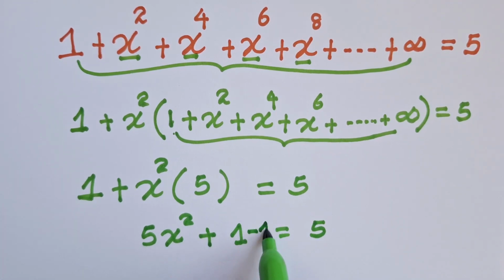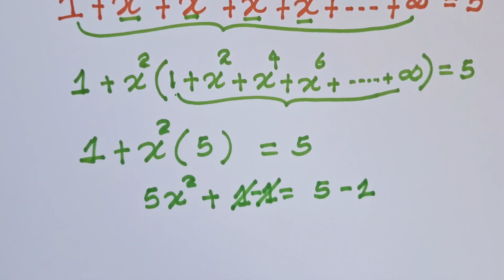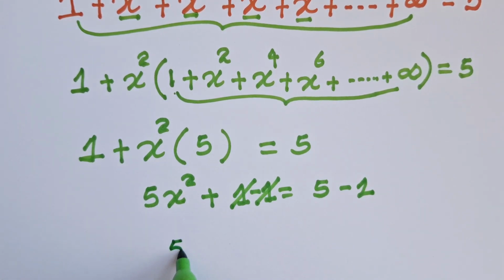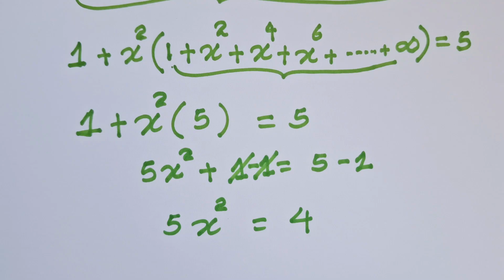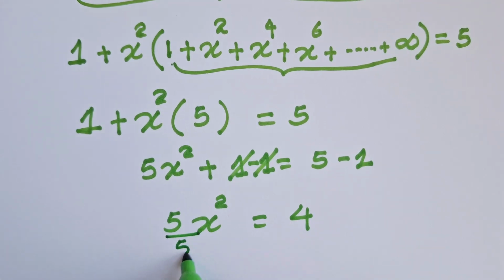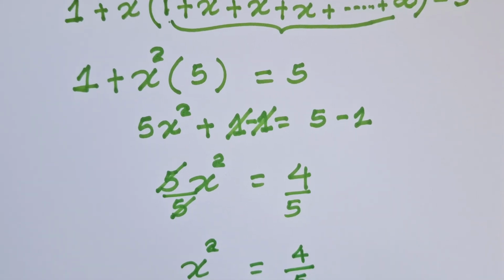Now I am going to add minus 1 to both sides of the equation. Then 1 and minus 1 cancel out. Then 5 times x to the power of 2 is equal to 5 minus 1, which is 4. Now I am going to divide both sides of the equation by 5. Then 5 and 5 cancel out. Now x to the power of 2 is equal to 4 over 5.